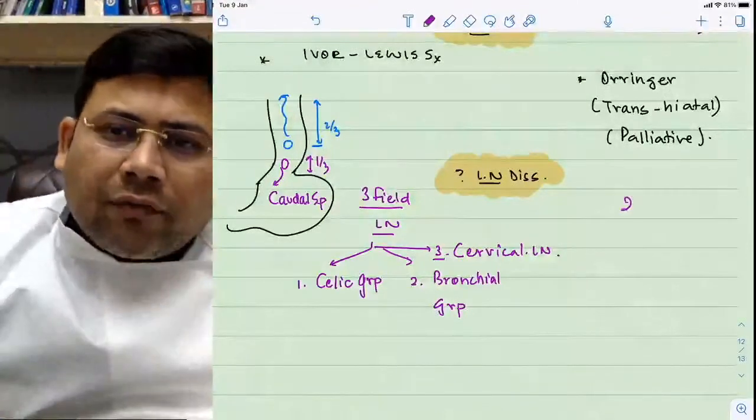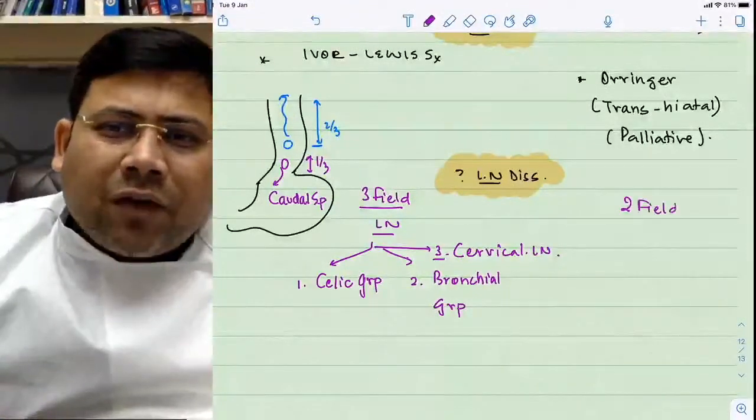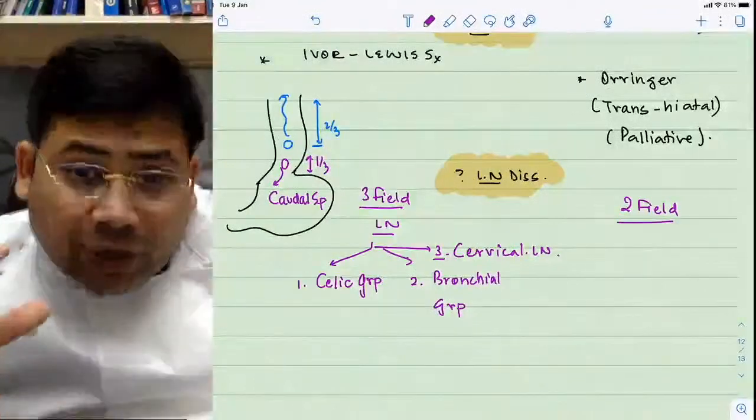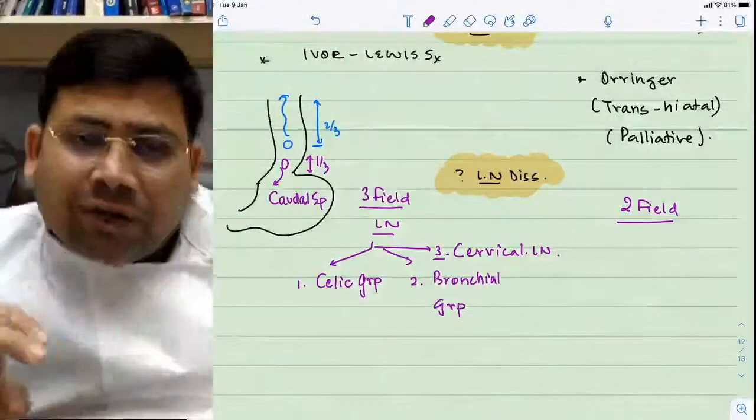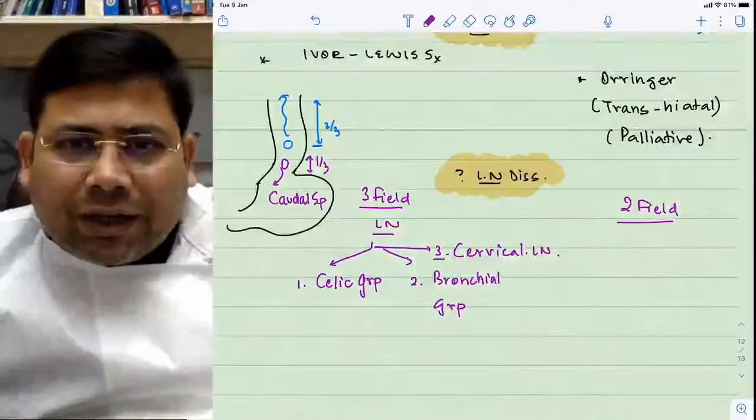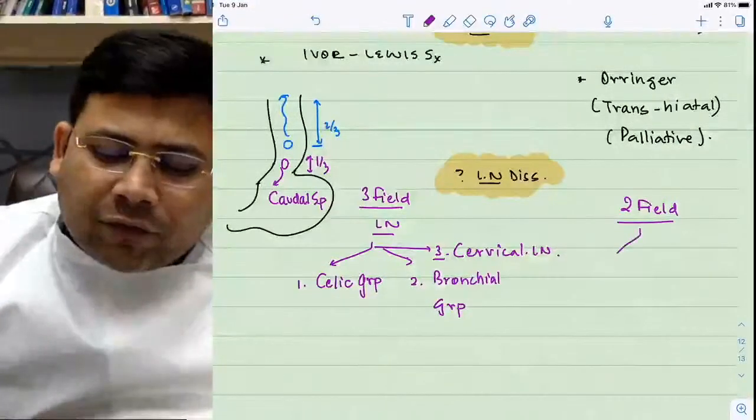Okay. So here we do a two-field dissection. I'm just giving an overview. I'm not teaching this topic. I'm giving an overview in this chart. Particular management in detail, in depth, I will take again. So two-field dissection for adeno.